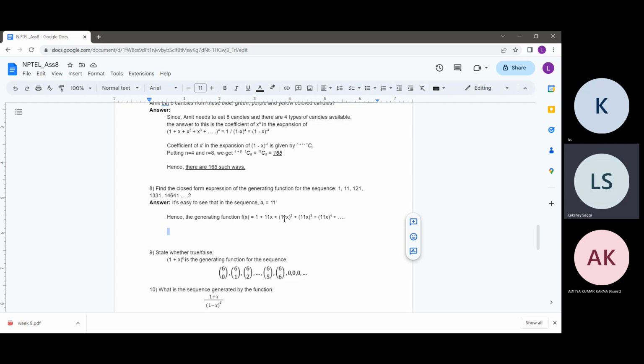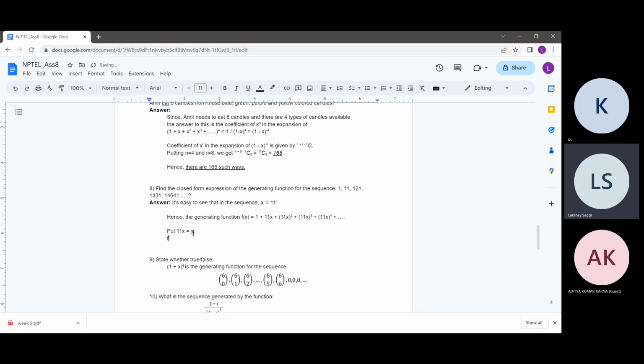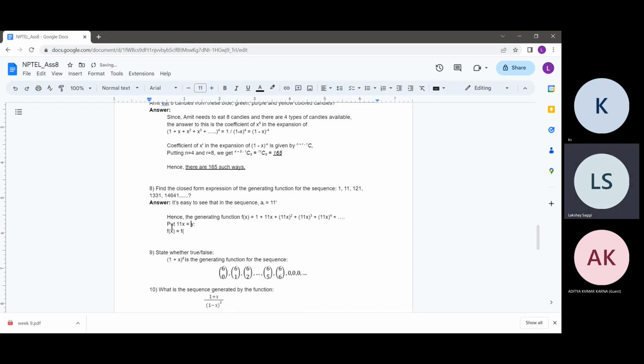So let's assume 11x to be a variable y. Let's put 11x equals y in the above expression.